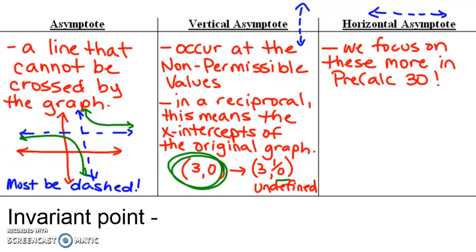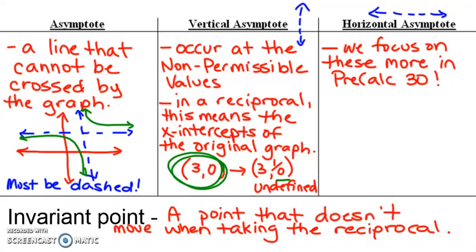Horizontal asymptotes we don't focus on very often in Pre-Cal 20 because it's a really big topic, and so it's focused more on Pre-Cal 30. But you should understand that a horizontal asymptote is just a flat horizontal dashed line. Next we have invariant points. So an invariant point is a point that doesn't move when you change a graph. So again, please write down those notes, and if you need to pause the video, please do so.